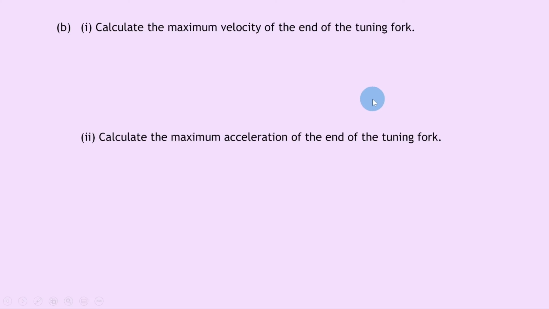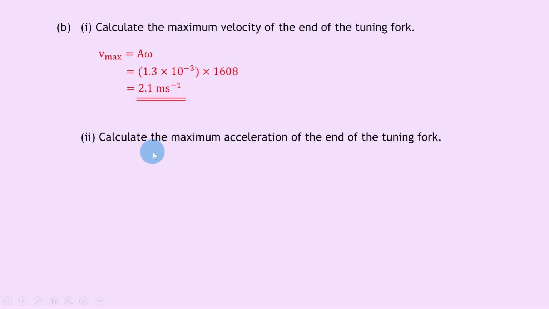Part B 1 then says to calculate the maximum velocity of the end of the tuning fork. Well, remember our expression for maximum velocity is given by V max equals A omega, so we can substitute in the numbers that we've already found from part A, which is the amplitude of 1.3 times 10 to the minus 3 times 1608 for omega, and put that into your calculator should give you an answer of 2.1 meters per second.